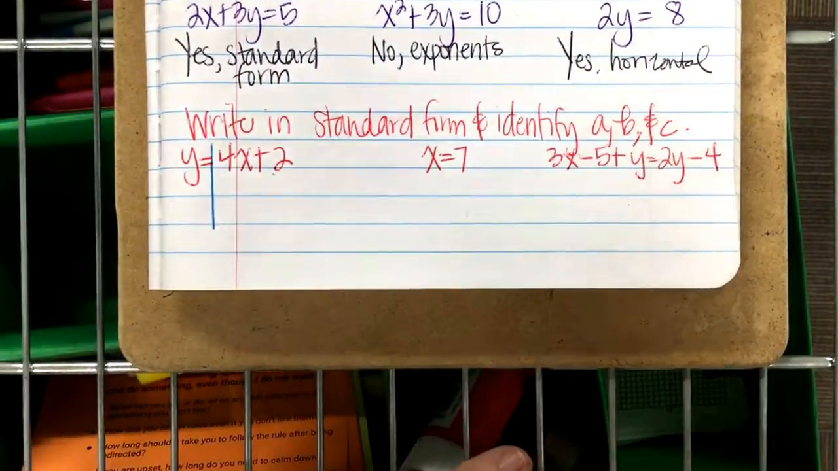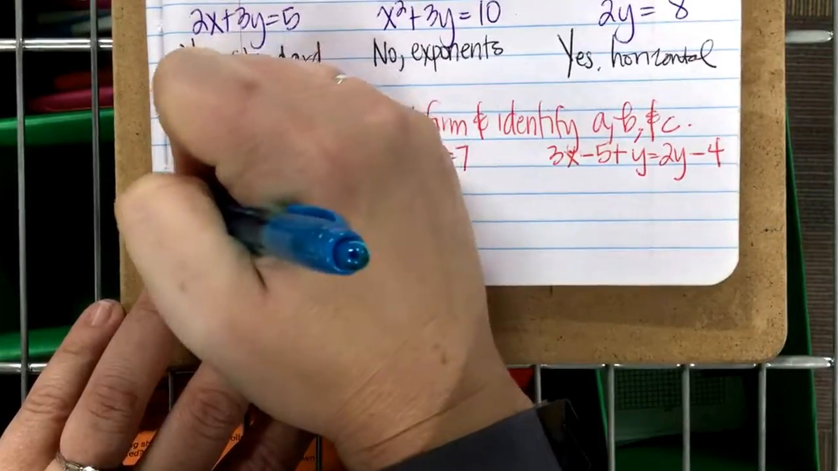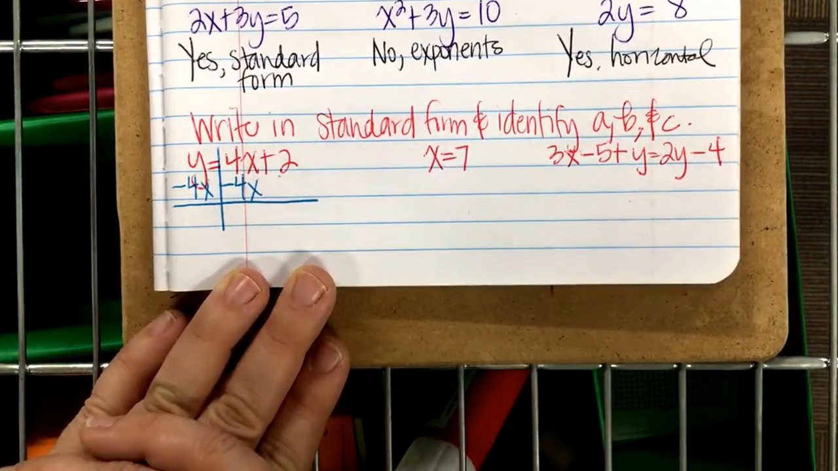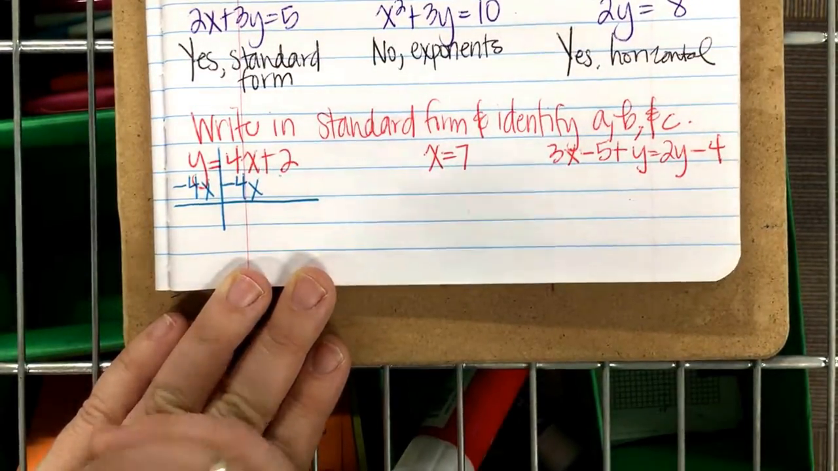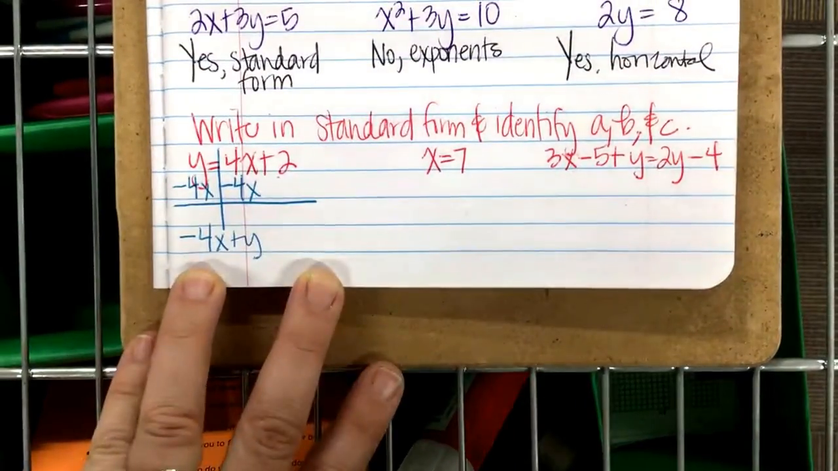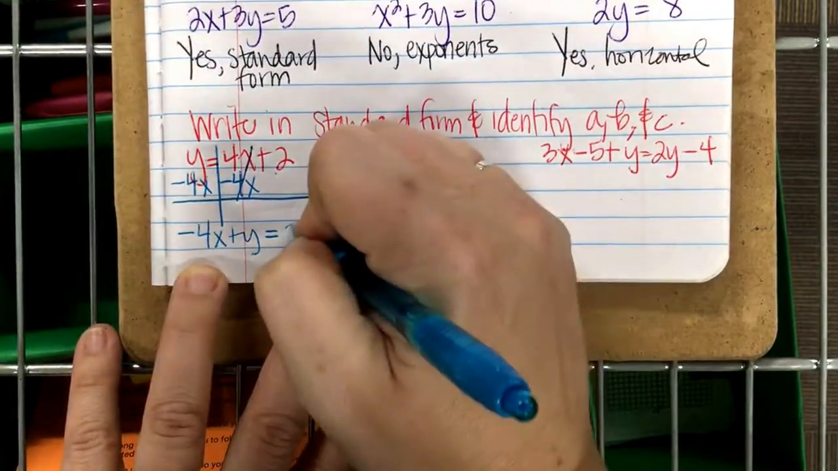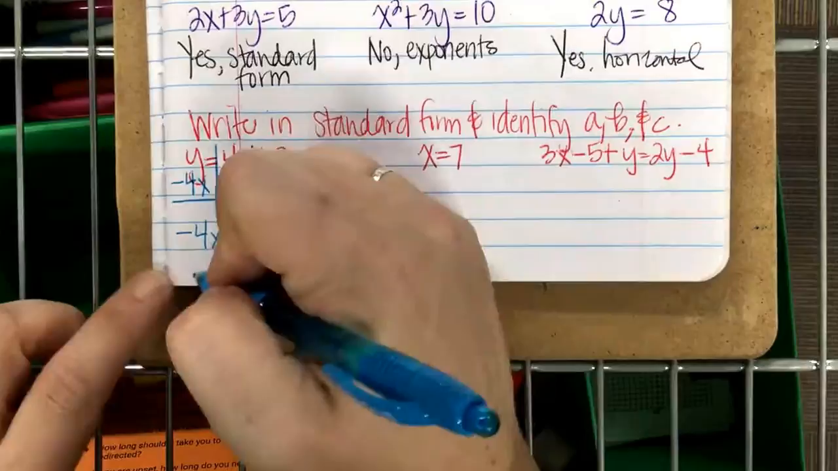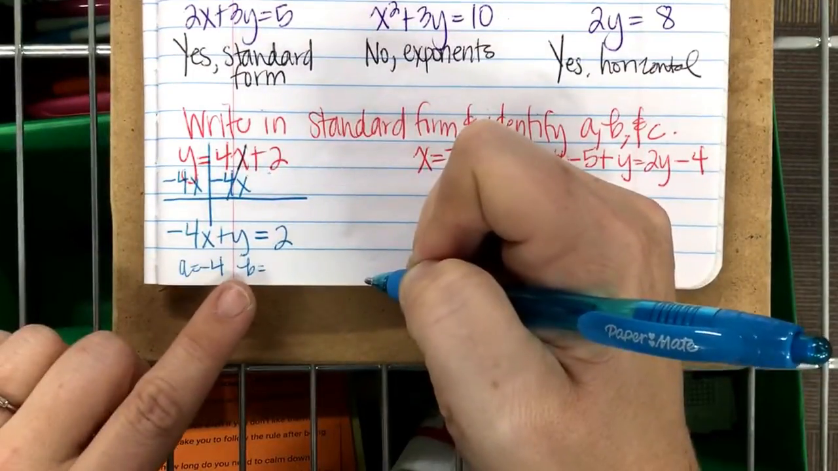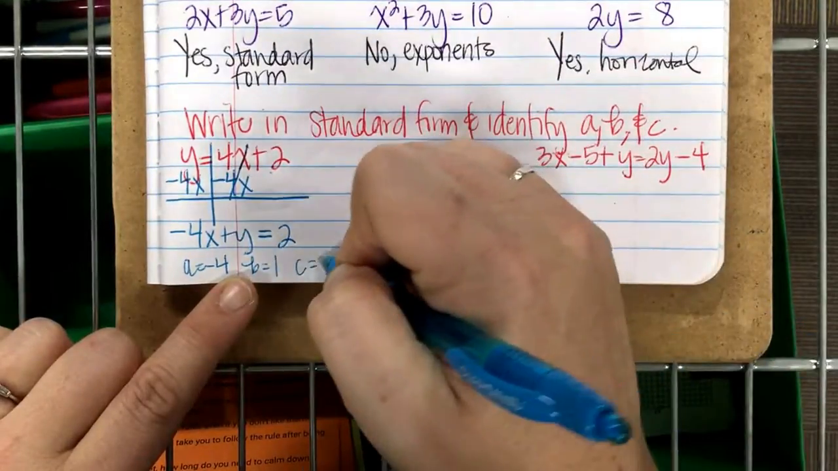How do you move 4x? Minus 4x and minus 4x. Can you do y minus 4x? So what should we write? I'm going to put negative 4x plus y. Is that the same thing as y minus 4x? Equals what? 2. What's the a? Negative 4. What's the b? 1. And what's the c? 2.